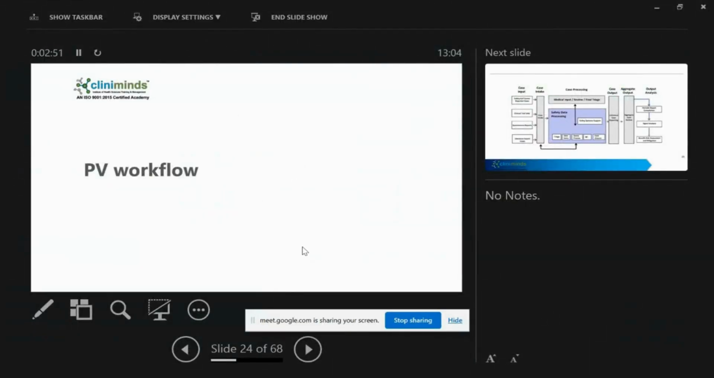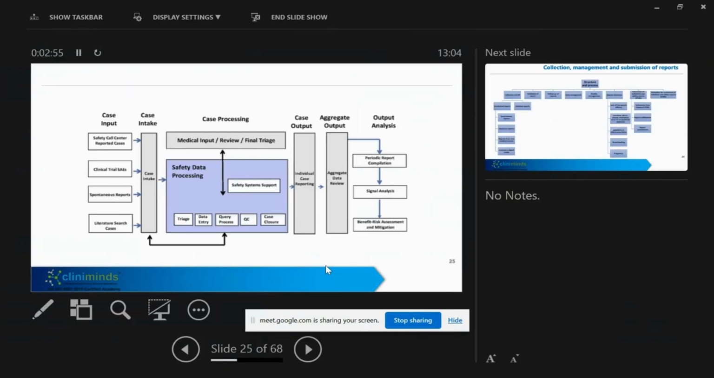So let's continue. Now, very important in pharmacovigilance, we can divide this into case input, case intake, case processing, case output, aggregate output, and analysis of these outputs. Now, case input is nothing but the source of information for adverse reactions.